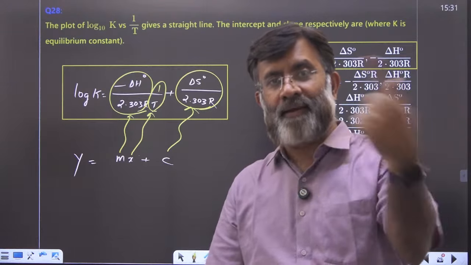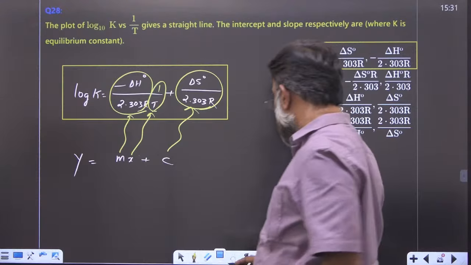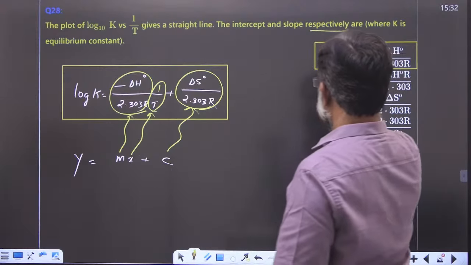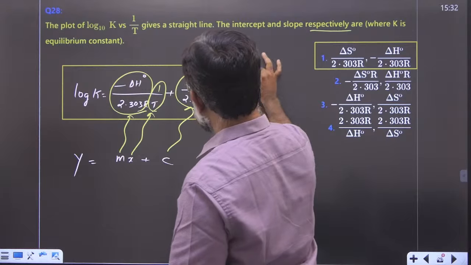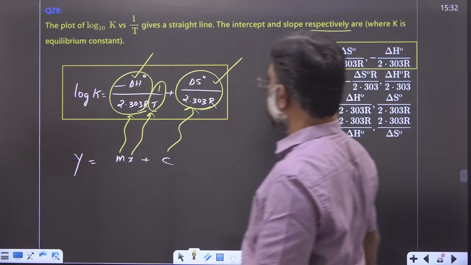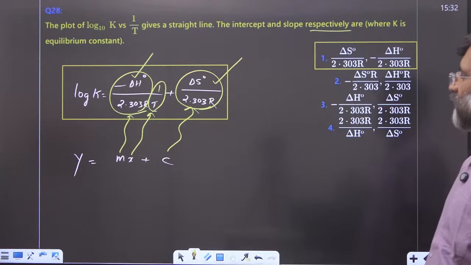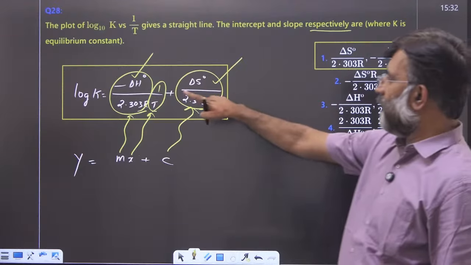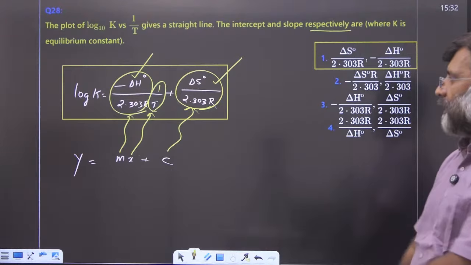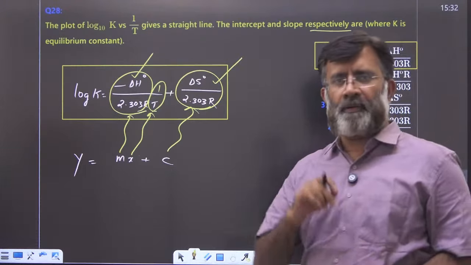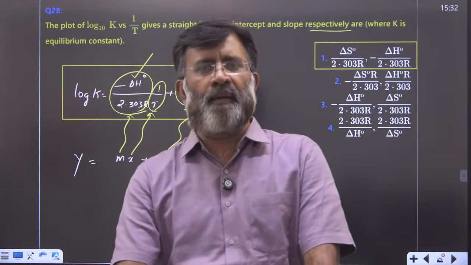Intercept and slope respectively. So the intercept is this first and this next: delta S by 2.303 R, and then the slope is minus delta H. It's a very important point to see. There were multiple questions on this.